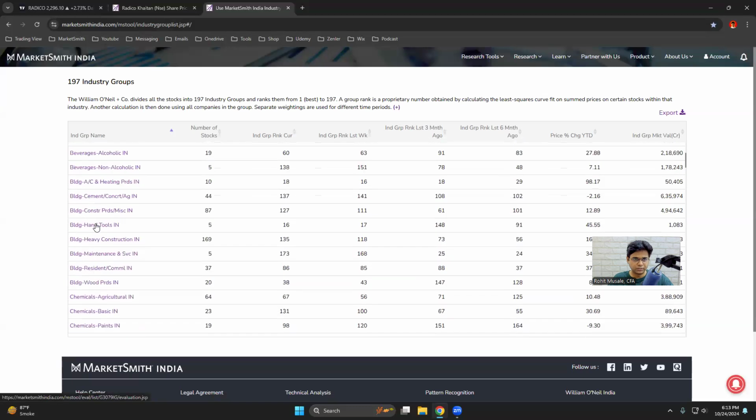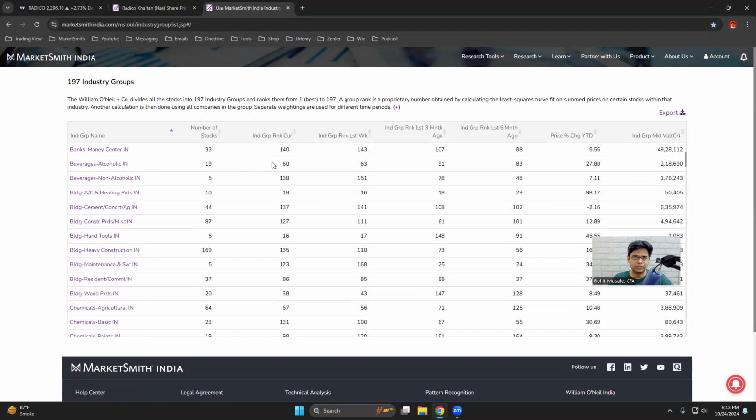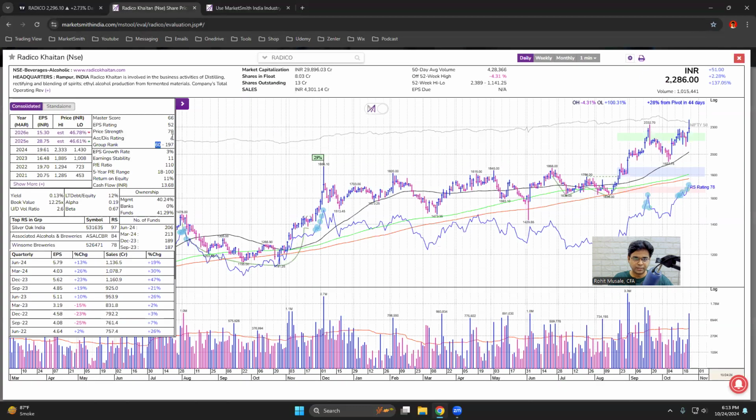Go to beverages, alcoholic. See, 6 months ago, the industry rank was 83. Now the industry rank is 60, which means the rank has improved. That is why I got interested in the stock. So the rank has improved. There is institutional demand. Price strength is decent, not great. We want this number to be more than 80.